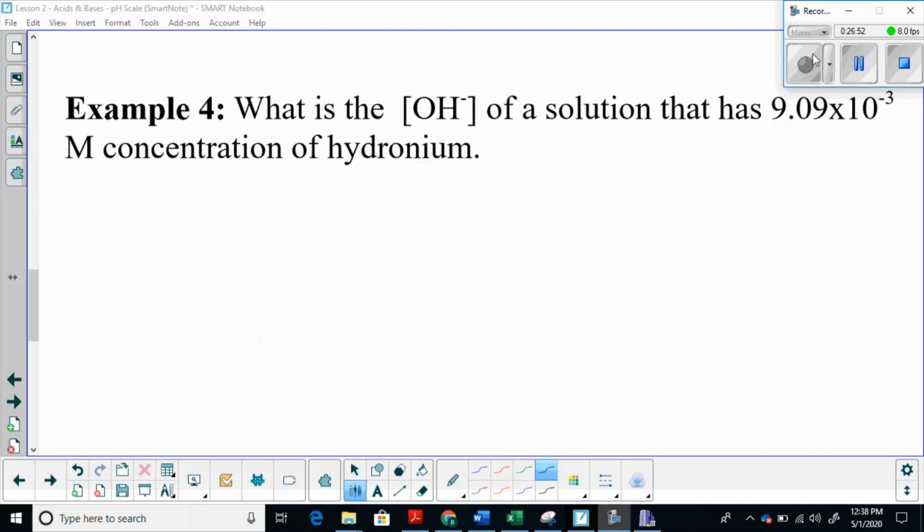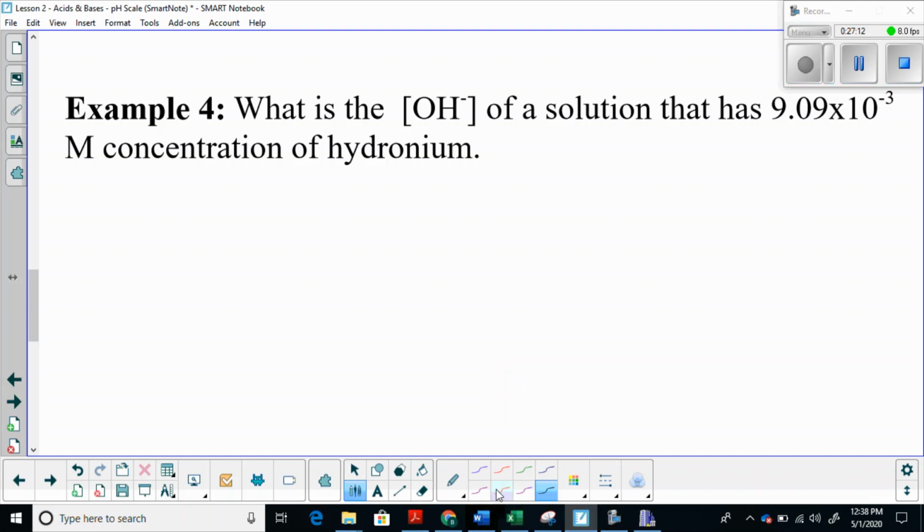Okay, we're going to put our beautiful flow chart to work here. Example 4 is asking us, what is the hydroxide concentration of a solution that has 9.09 times 10 to the negative 3 molar concentration of hydronium? Okay, here's what we're going to do. We're going to start with what we know.